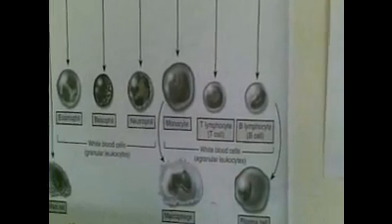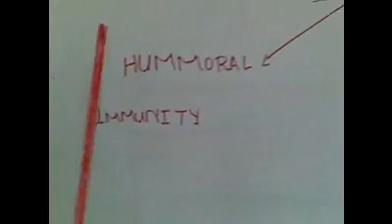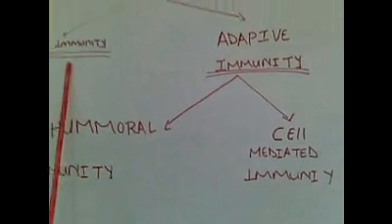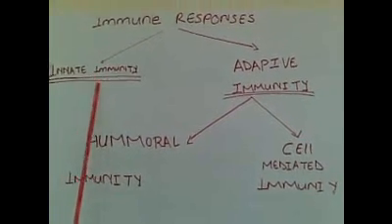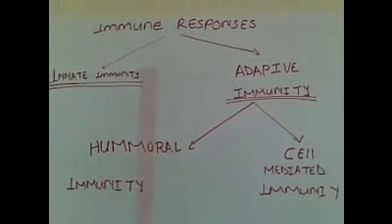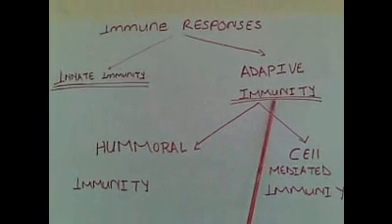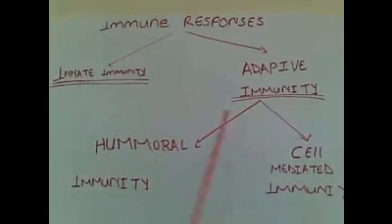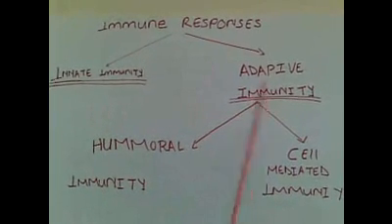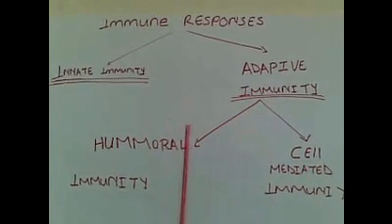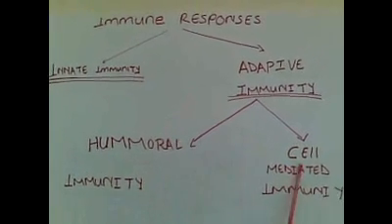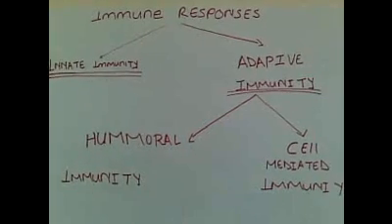There are two types of immune responses: the non-specific immune response, which is the innate immunity, and the specific, which is adaptive immunity. We'll focus on the adaptive immunity. Under it, there are two components: the humoral immunity and the cell-mediated immunity. Okay, let's discuss the cell-mediated immunity.